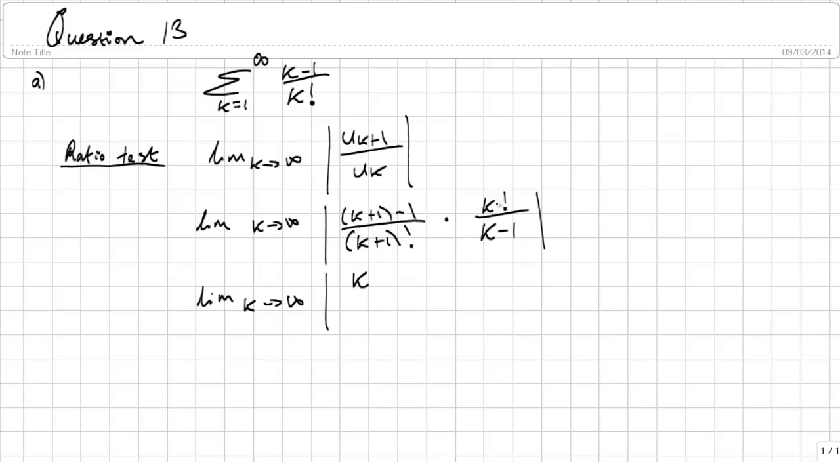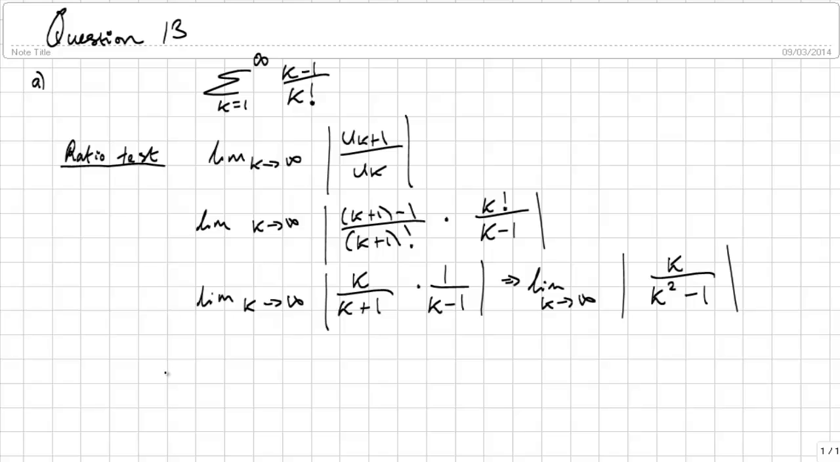Now we've got k factorial over k plus 1 factorial, so that should just leave us with a k plus 1 here. And now we're going to be left here with 1 over k minus 1. Okay, if we continue, we will have the limit as k approaches infinity, and we'll bring this together, noticing it's the difference of two squares, so k over k squared minus 1.